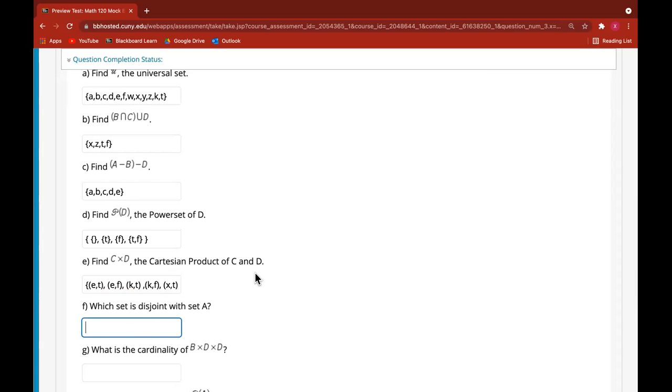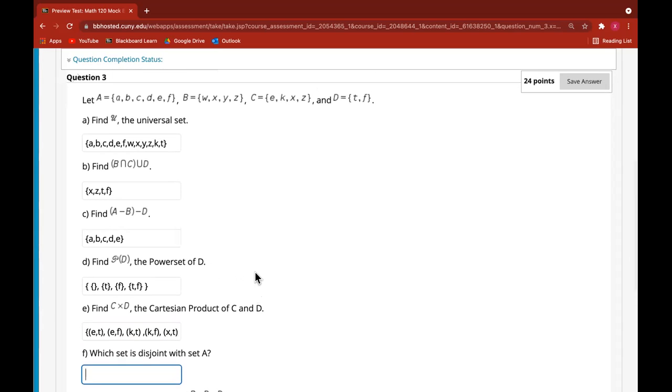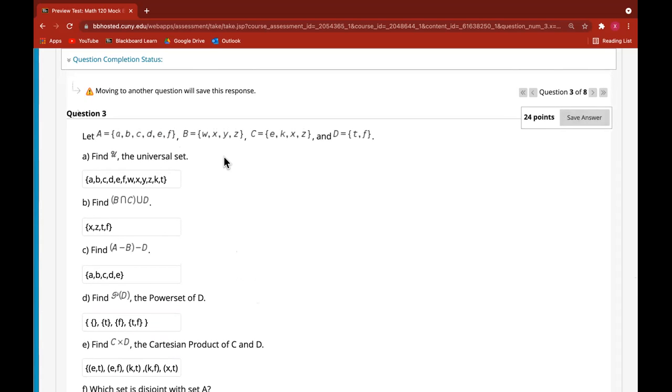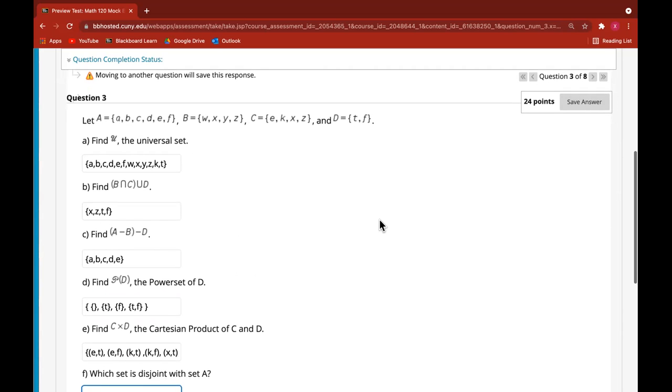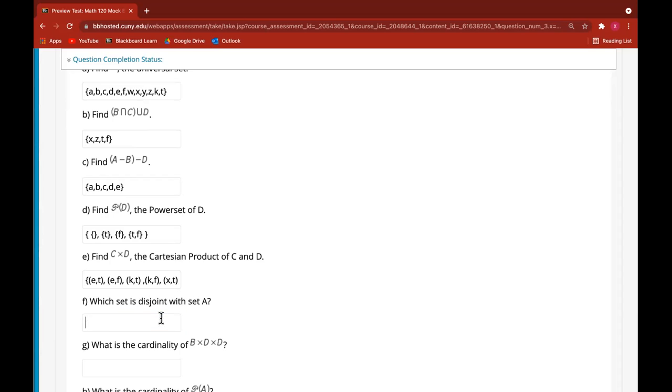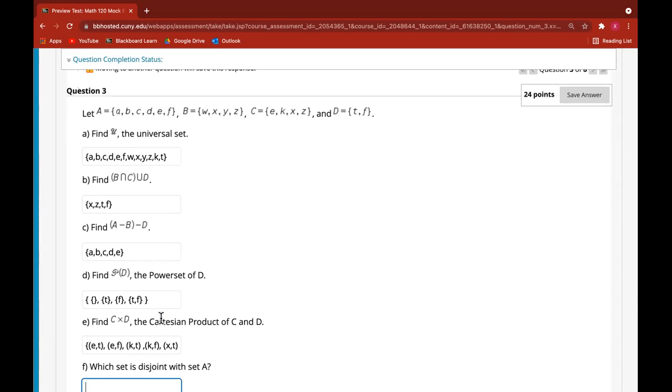Okay. Next is asking which set is disjoint with A. Disjoint means they don't share any common element. Now, if you look at A, you have A, B, C, D, E, F. It does not have any common element with B, so A and B are disjoint. Now, if you look at A and C, they both share E, and then A and D, they both share F. So the set B.